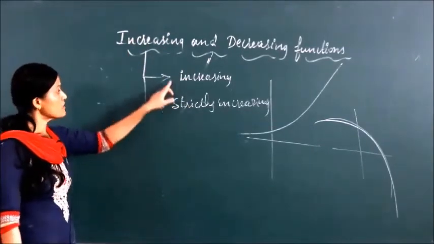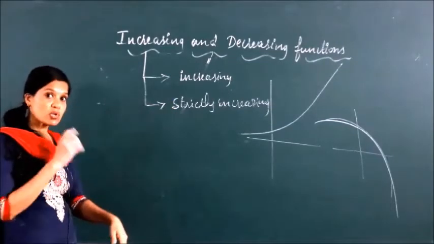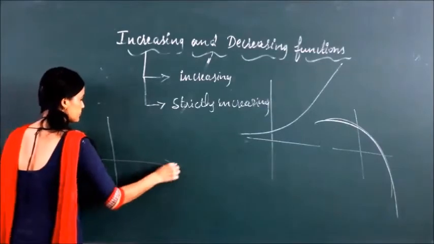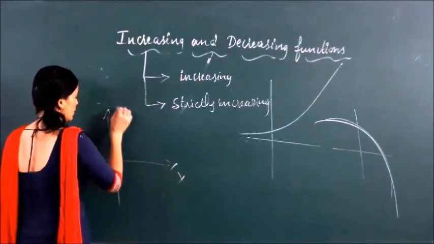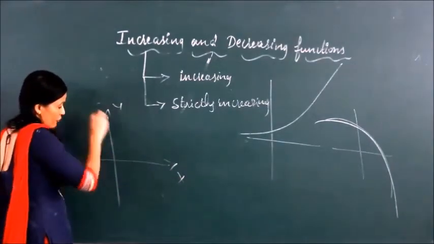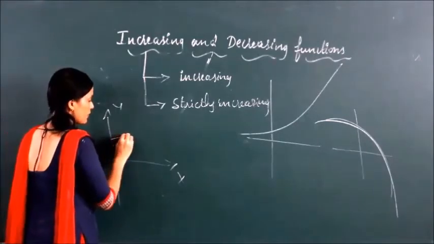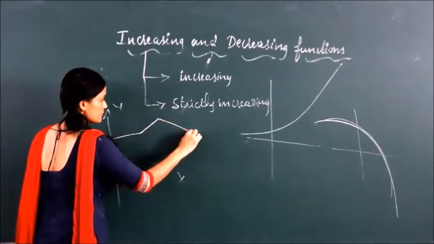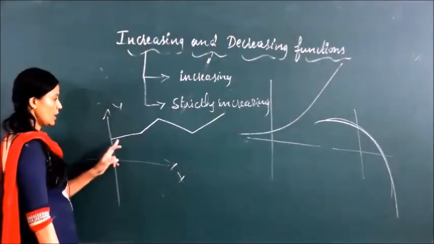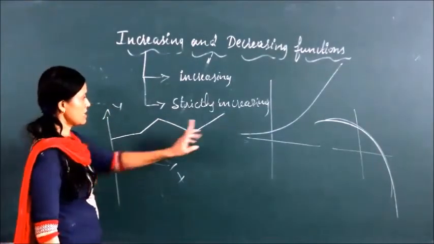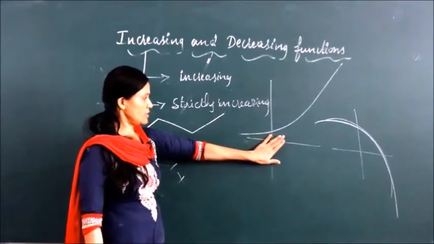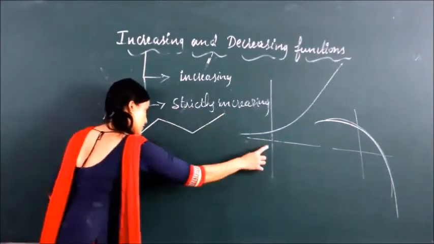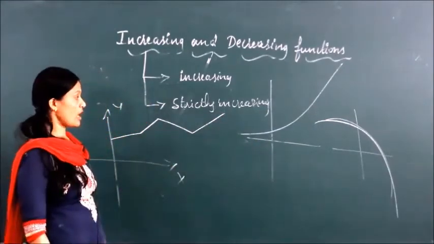So what is the difference between the two, increasing and strictly increasing? So I will give one example. If there is a graph of the function, suppose, so look into this graph and another graph, I will take this graph itself, this one. So what is the difference between the two graphs? Look into the two graphs.